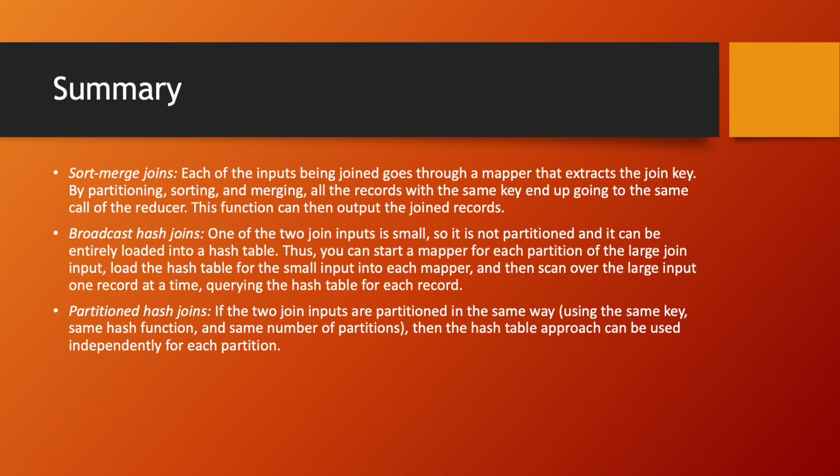Second is broadcast hash joins. One of the two join inputs is small, so it is not partitioned, and it can be entirely loaded into a hash table. Thus, you can start a mapper for each partition of the large join input, load the hash table for the small input into each mapper, and then scan over the large input one record at a time, querying the hash table for each record. Third, partitioned hash joins. If the two join inputs are partitioned in the same way, that is using the same key, same hash function, and same number of partitions, then the hash table approach can be used independently for each partition.